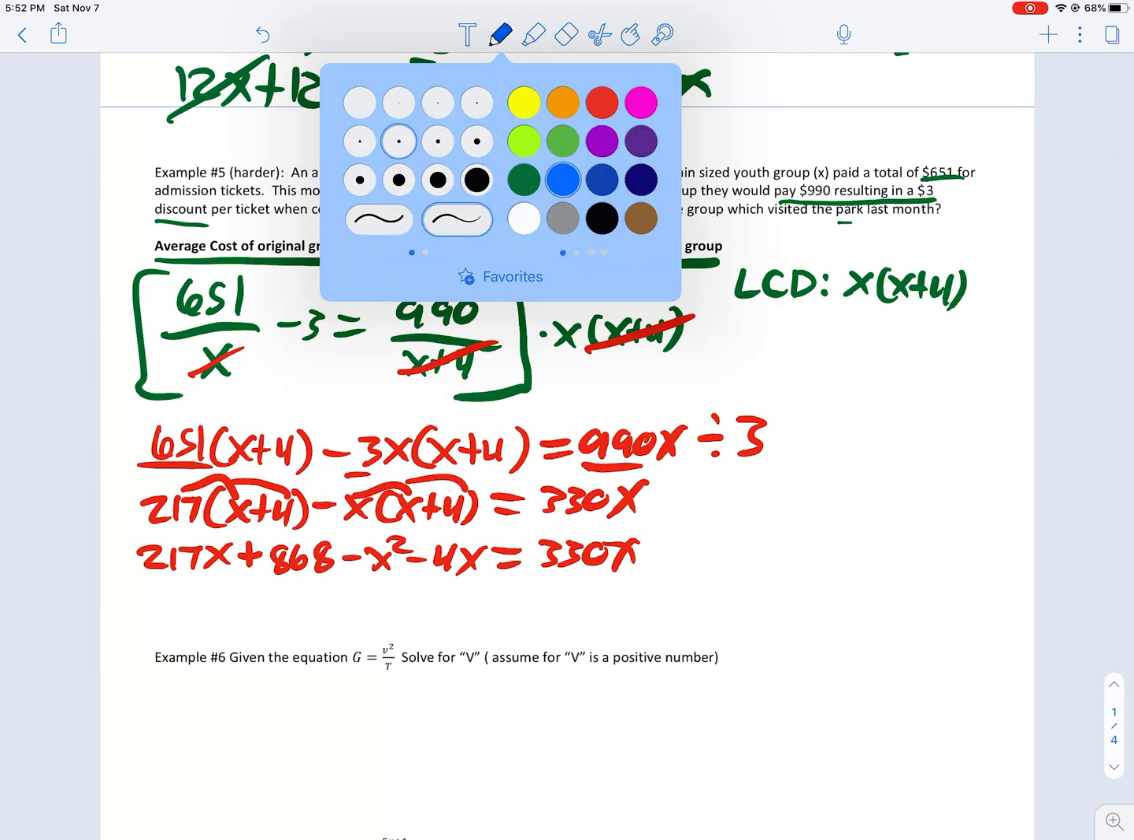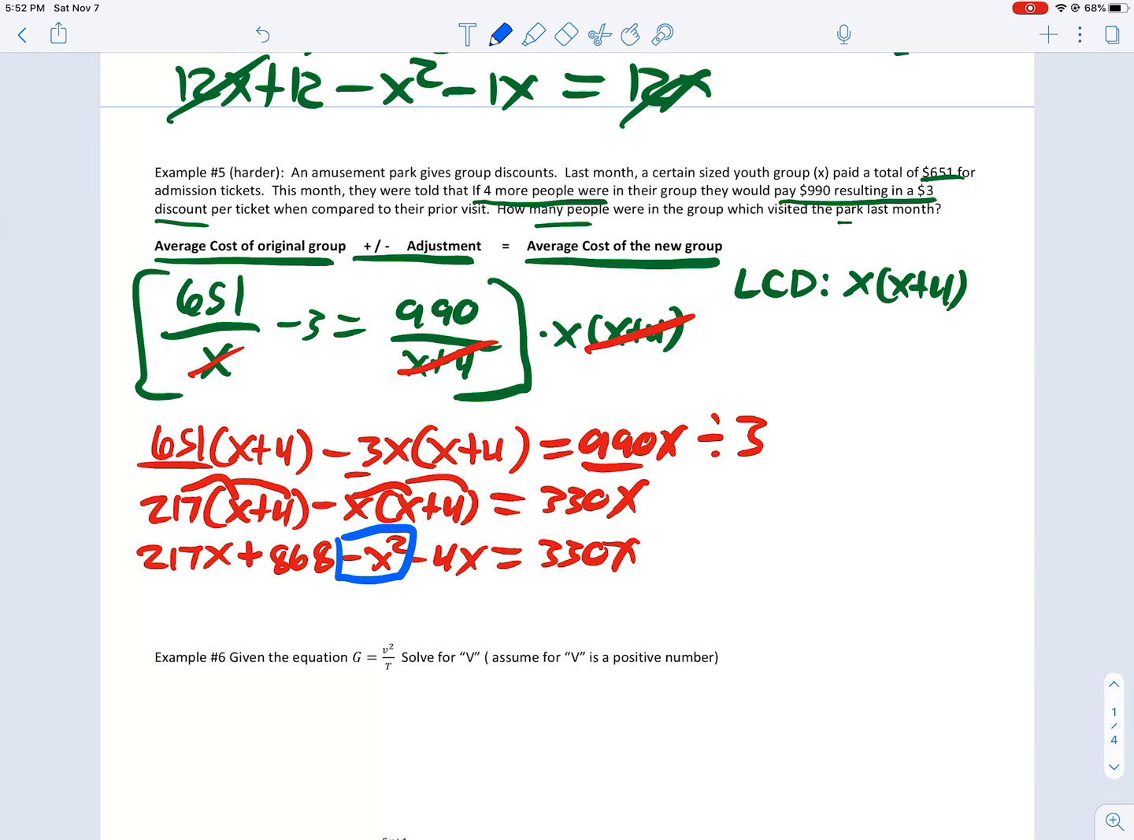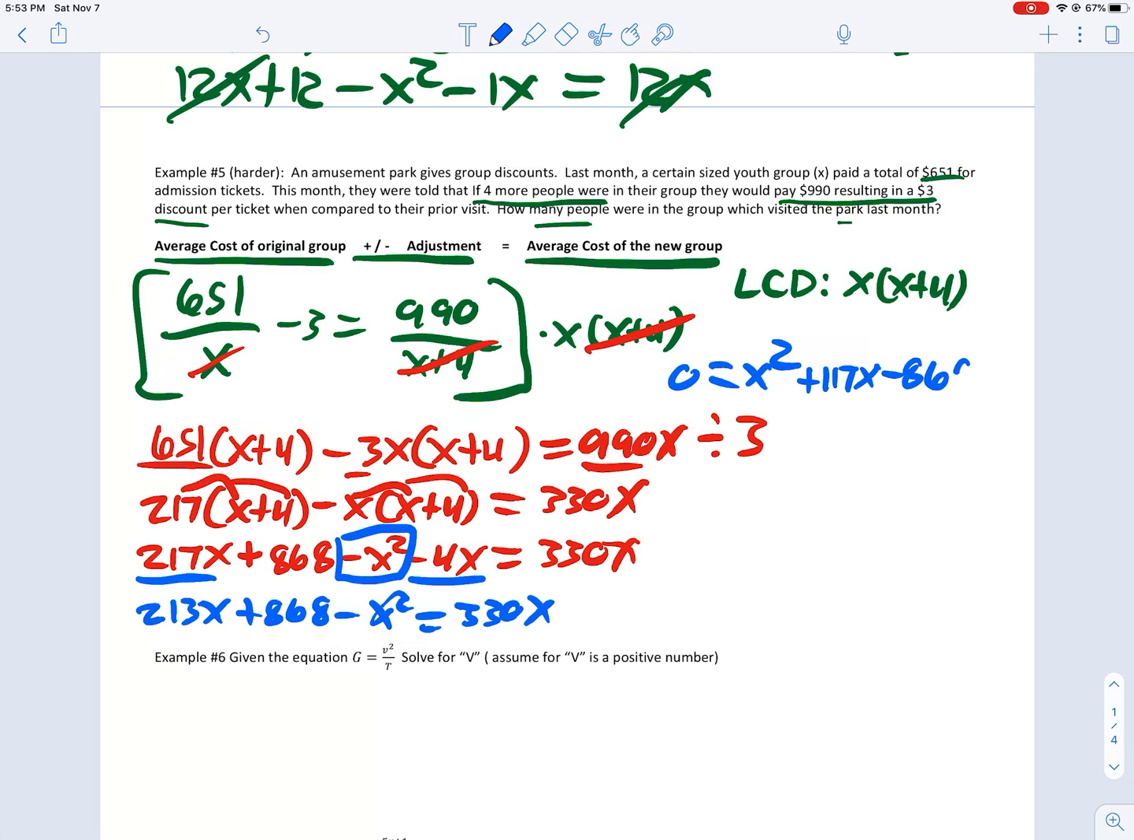Again, I see the x squared. So I'm going to move everything to the right and try to factor again, just like I did in the last problem. You can combine like terms here first. So that's 213x plus 868 minus x squared equals 330x. So move everything over. So we get x squared. Subtract the 868, subtract the 213x. So you get plus 117x minus 868. So now we're going to factor that.